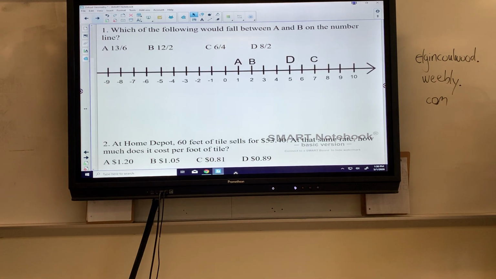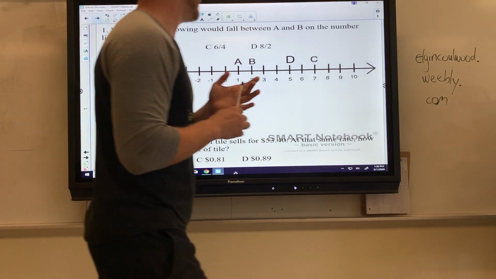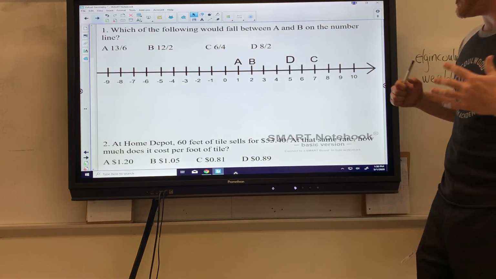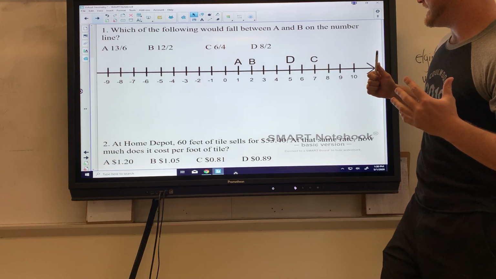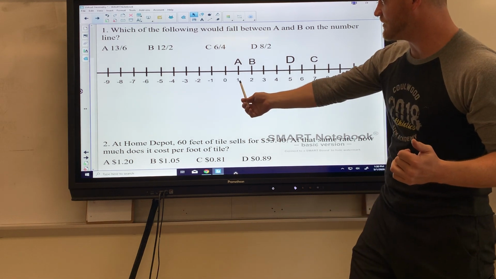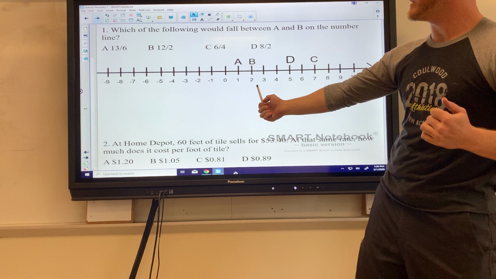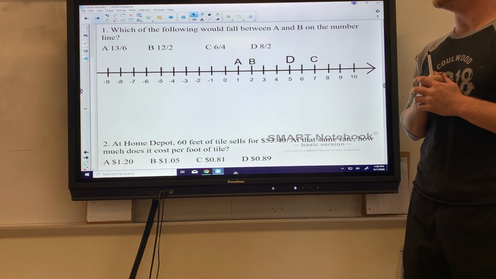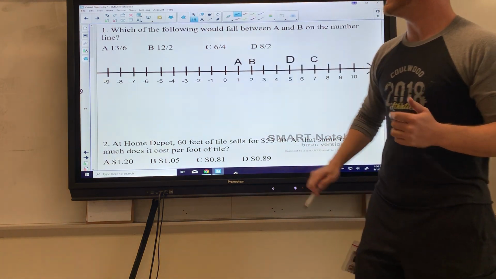All right, for those of us who are done, number 1, which of the following would fall between A and B on a number line? Well, if we're looking at A and B, it might be hard to see because the font is kind of small, but A is located at 1 and B is located at 2. So we're looking for something that would be between the numbers 1 and 2.